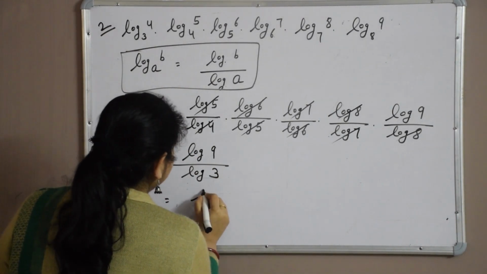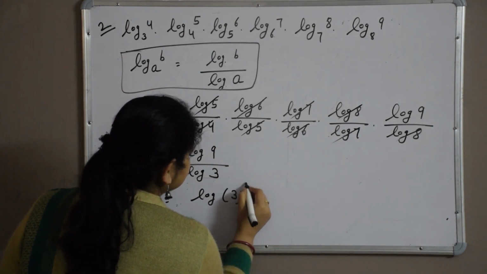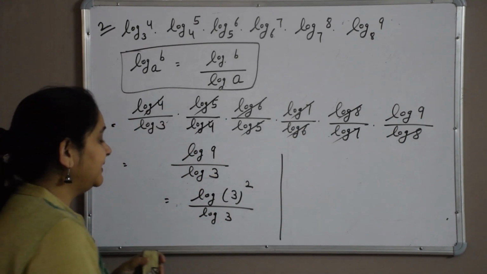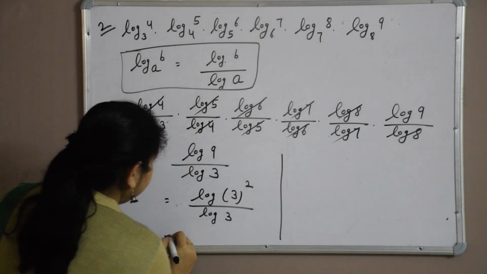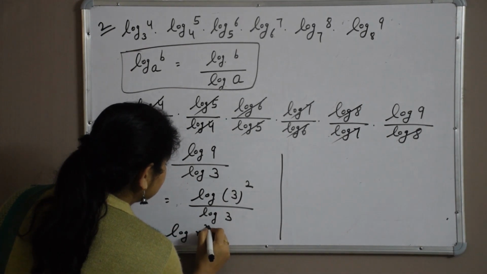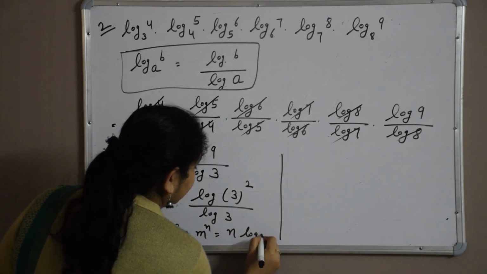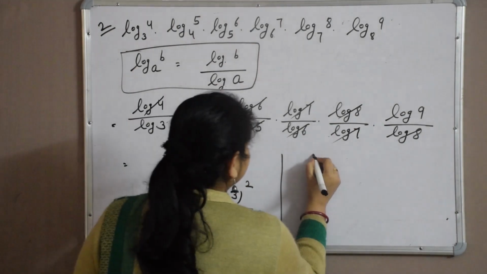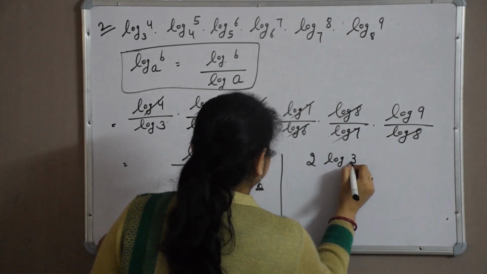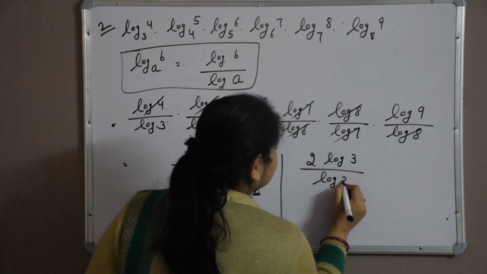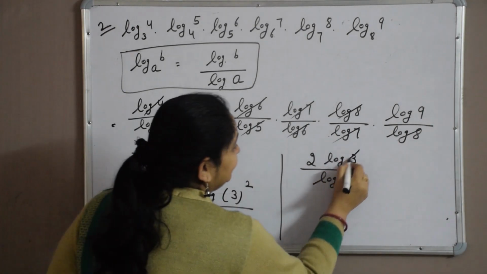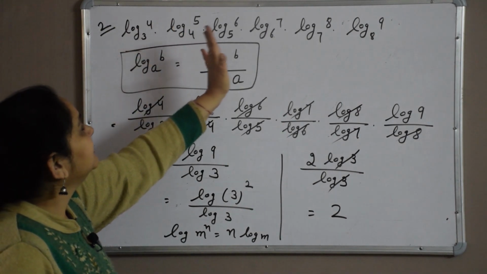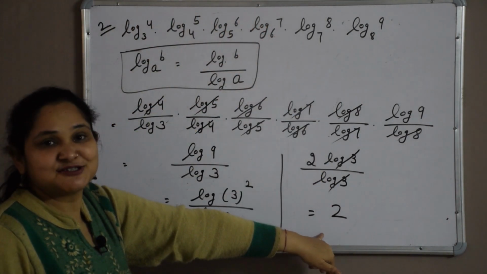How can we solve it? We can write this 9 as 3 square, divided by log of 3. Afterwards I am writing log of 3 square divided by log of 3, and here I will use the formula log of m raised to power n is equal to n log m. Whatever is the power, it will come in front, n log m. Same thing here, 2 log 3 divided by log 3. Now log 3 we can cancel, we are left with 2. So see, the answer of this whole thing is just 2.